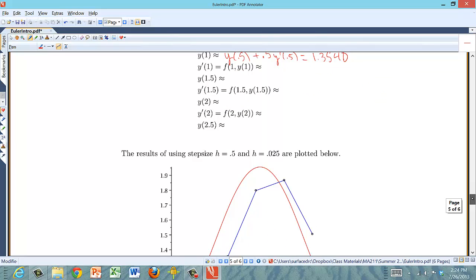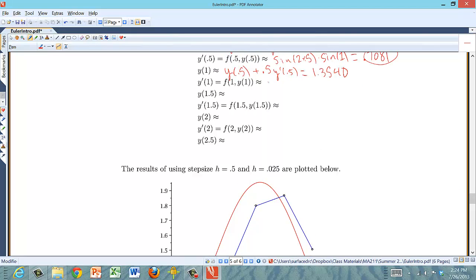I can calculate my y prime at time 1. That would be sine of 2 times 1, times the sine of 1.3540, and that is 0.8880. Okay, once I have my derivative at time 1, now I can estimate y at time 1.5. Y at time 1.5 would be about y at time 1 plus my step length 0.5 times y prime at time 1.